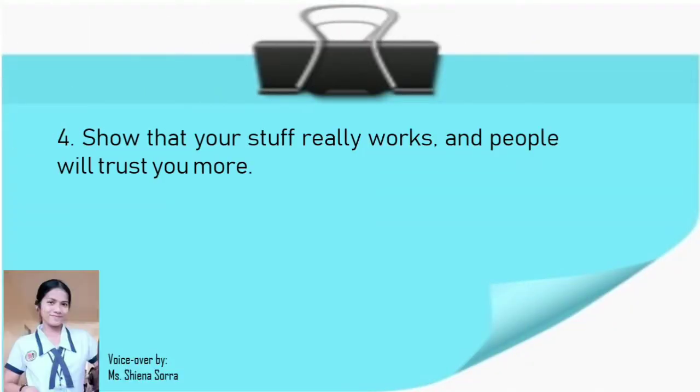Number 4. Show that your stuff really works and people will trust you more. The fastest way to establish credibility is to use an authority figure. There are 5 ways to go about it. First, use an anti-authority. It uses living proof to show that your product works. Second, provide extensive details. The more details about your product, the more internal credibility. Third, utilize statistics. Surface data that illustrates the point you're making.